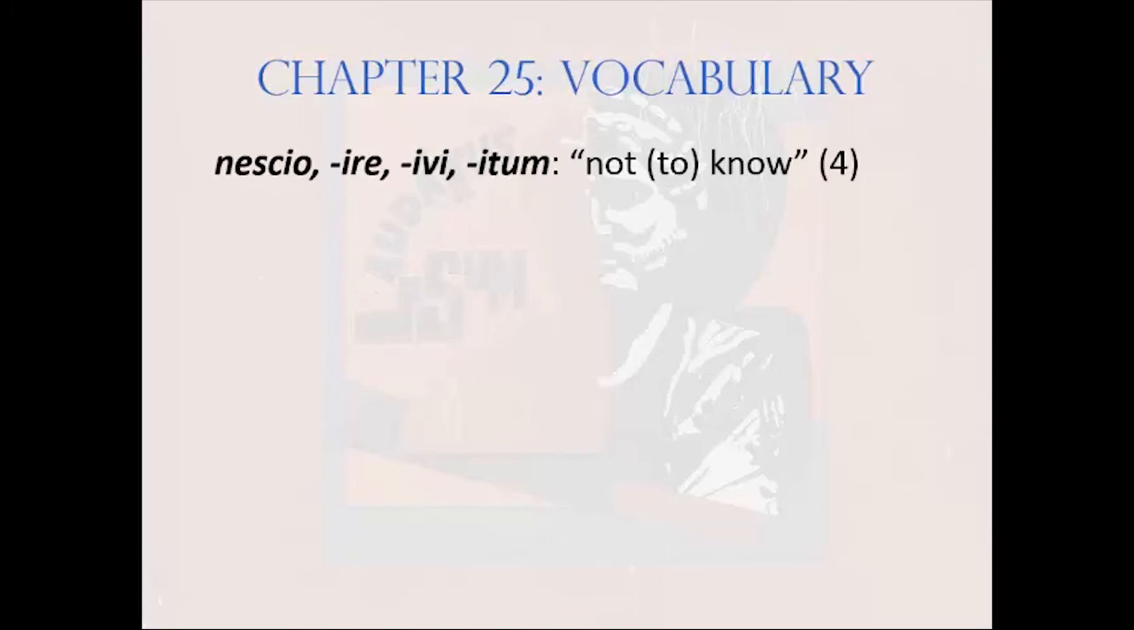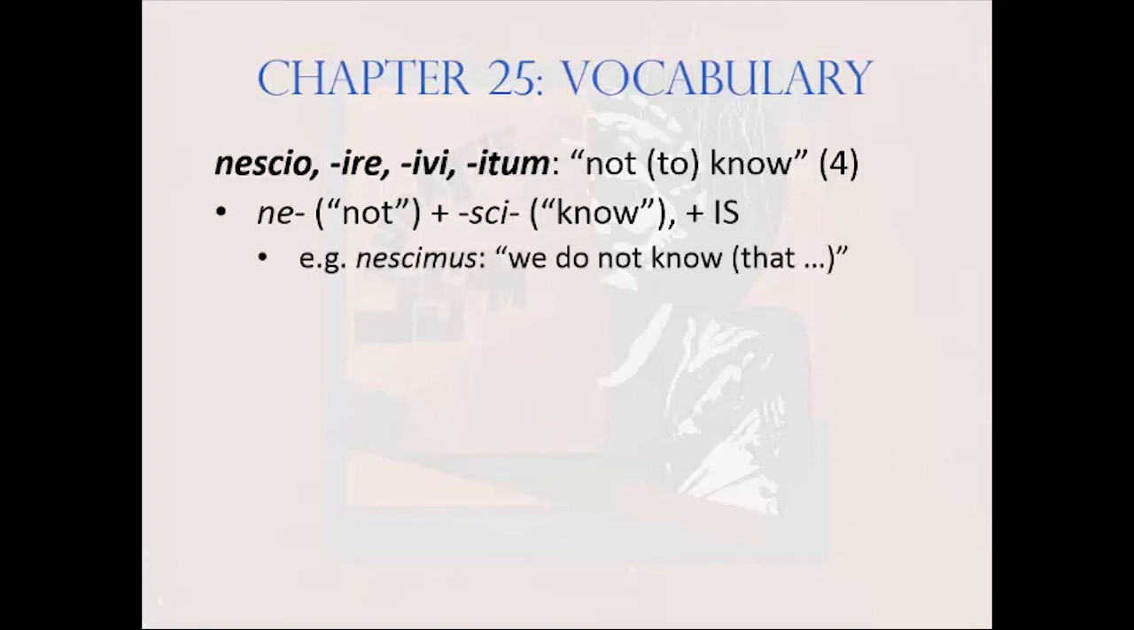And the final word of this vocabulary list is nescio, nescire, nescivi, nescitum, meaning not know, that is, be unaware of, fail to understand. It's a fourth conjugation verb. It's a combination of ne, meaning not, and scio, meaning know, a verb of the head, and as such expects indirect statement. Thus nescimus, for instance, means we do not know that.